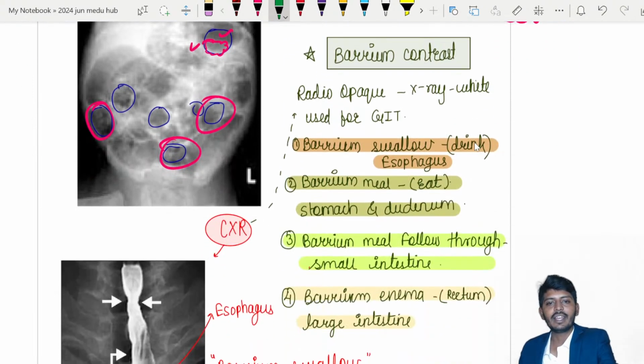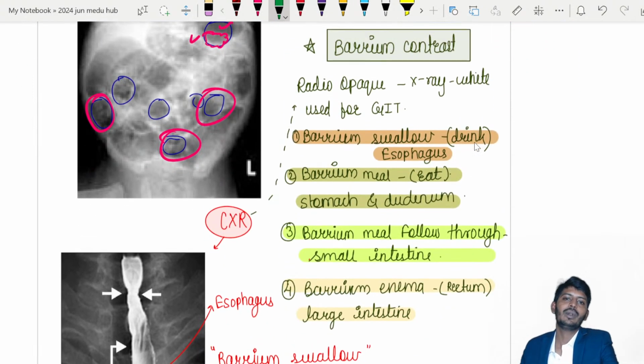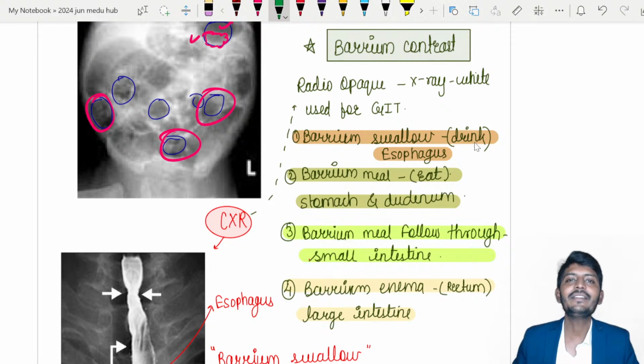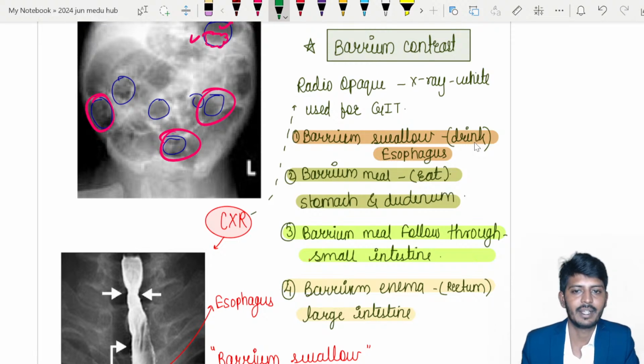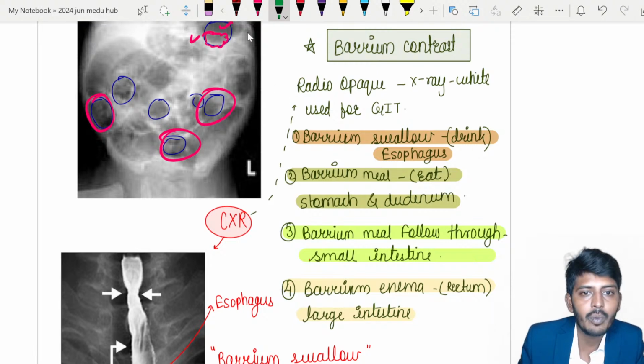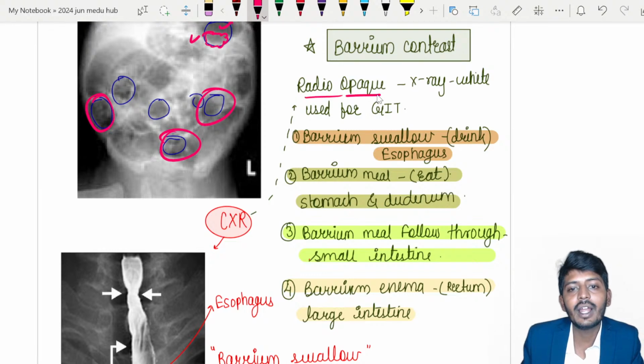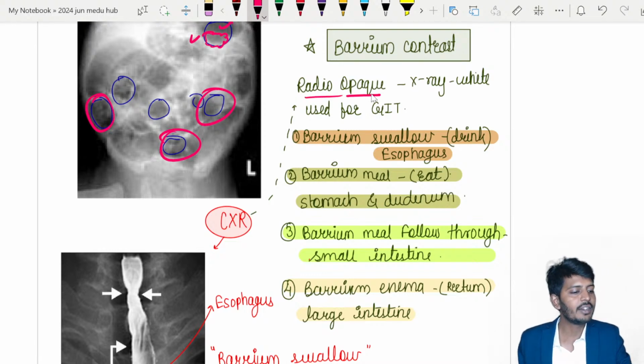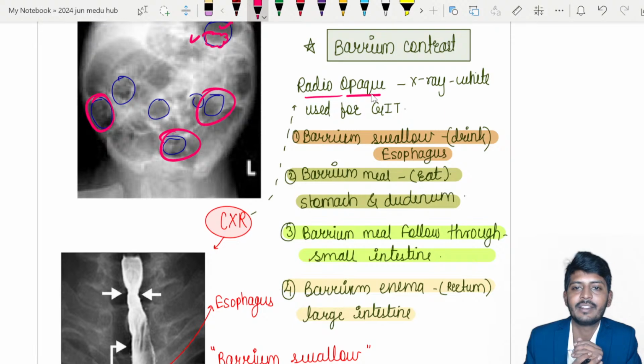So let's continue to the next important topic, barium contrast. What is this barium contrast? Imagine if I take a chest X-ray, will I be able to look at the esophagus? No. But instead of that, if I put in a contrast, which is a radio opaque substance. Remember, that is the most important question: is it called radiolucent or radio opaque? A contrast will usually be radio opaque.